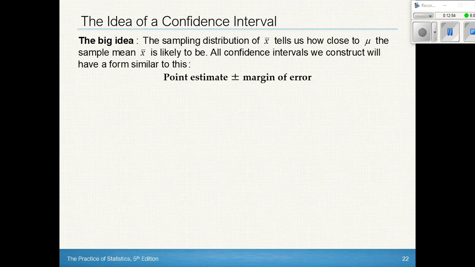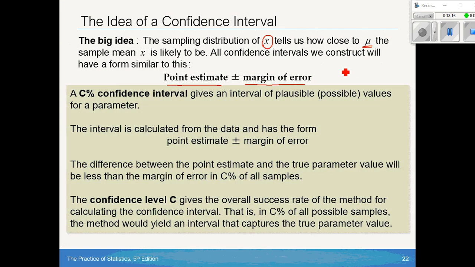So what's the big idea here? The big idea is that the sampling distribution of X bar is going to tell us how close we get to the population mean. All the confidence intervals we construct are going to have the same formula. You take your point estimate, which is basically your sample, and then you add or subtract the margin of error. Your sample mean is basically in the middle. You add the margin of error, you subtract the margin of error, and you get a beginning and ending point.